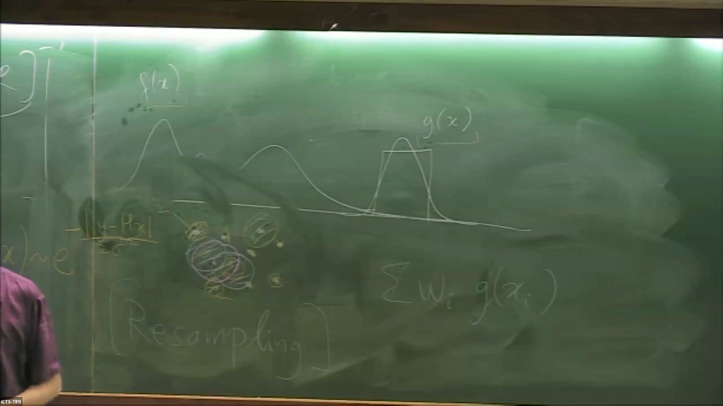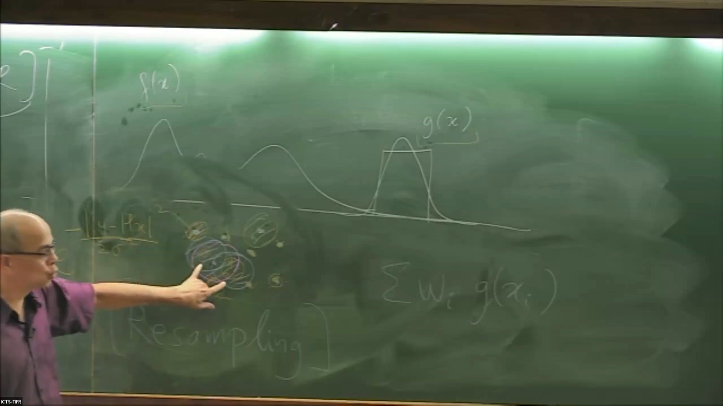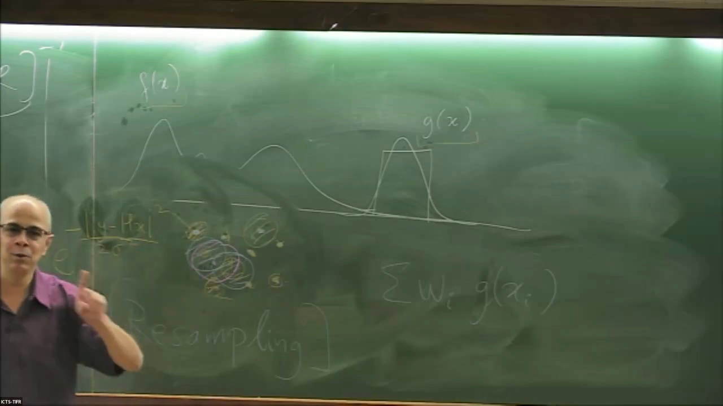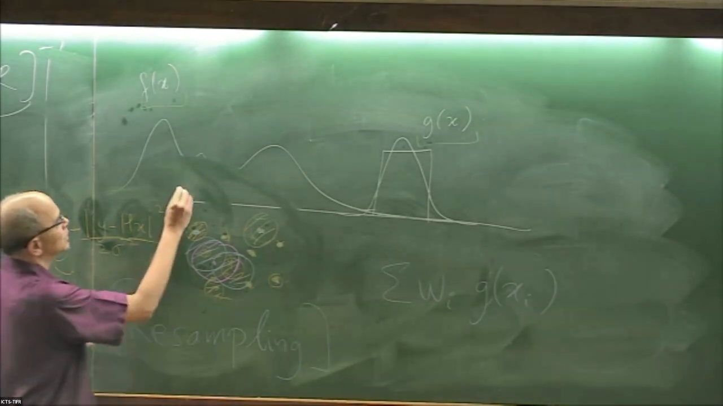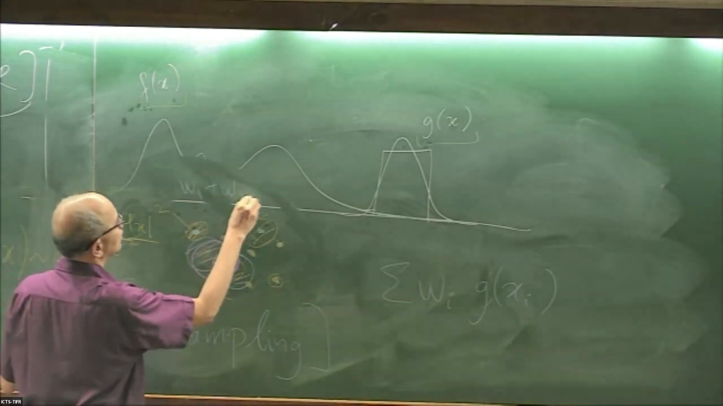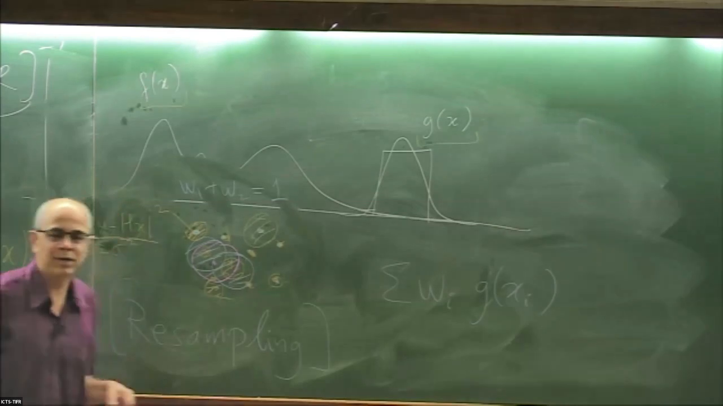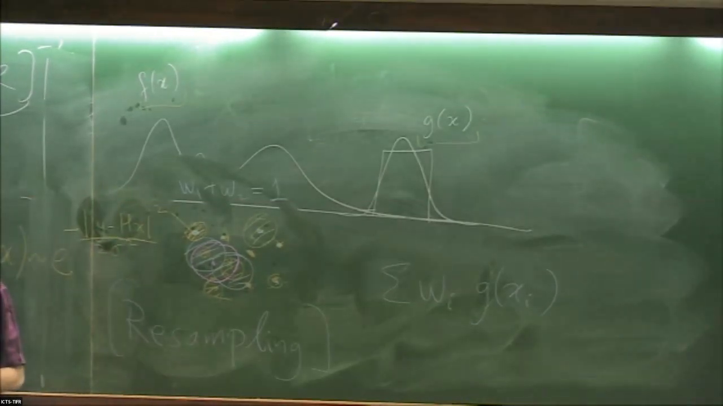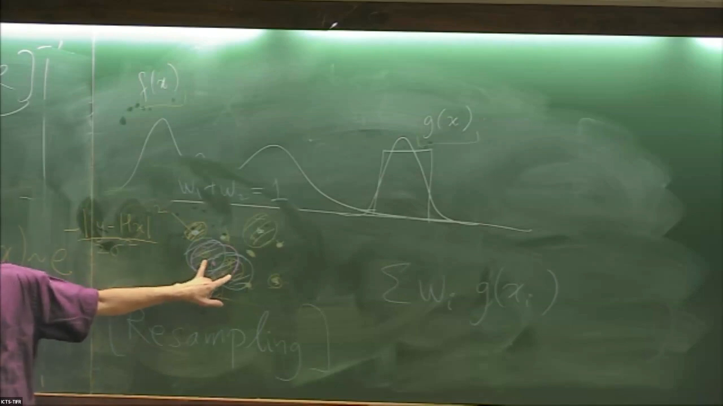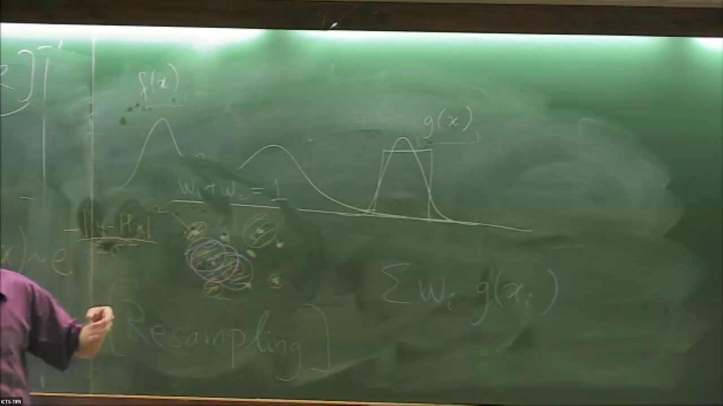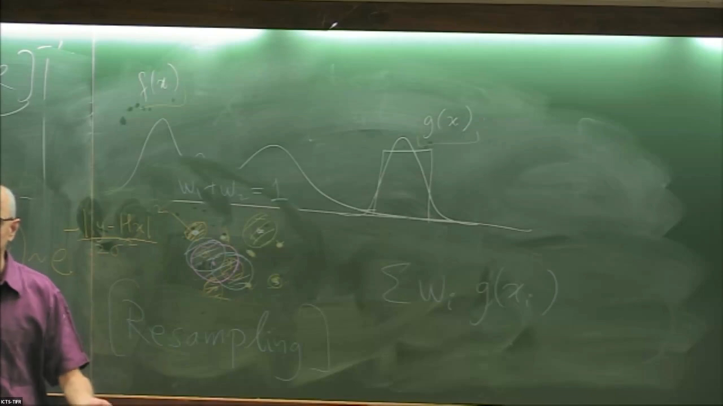The idea behind resampling is that, suppose now you have an ensemble of size 2 with weights W1 and W2. Of course W1 plus W2 must be equal to 1, because the weights have to add up to 1. So it's a normalized ensemble. Now with two ensemble members, I can't really do much. I want to now generate 10 ensemble members along with this.